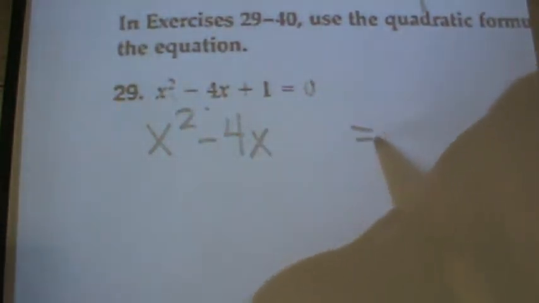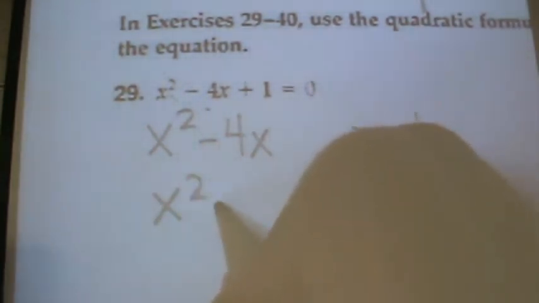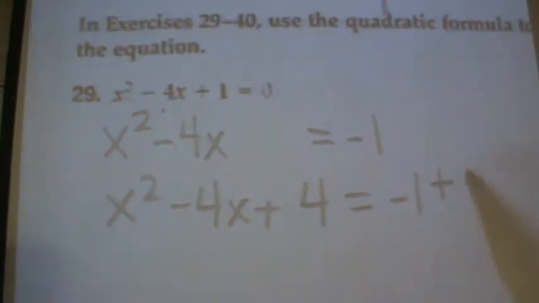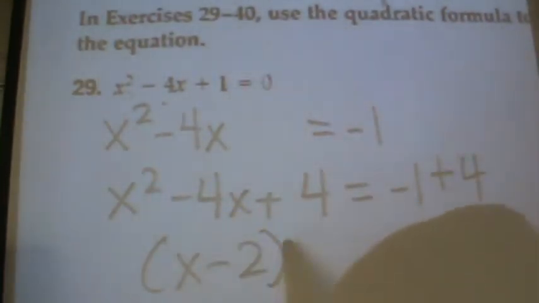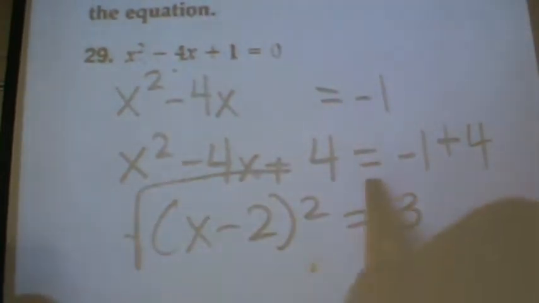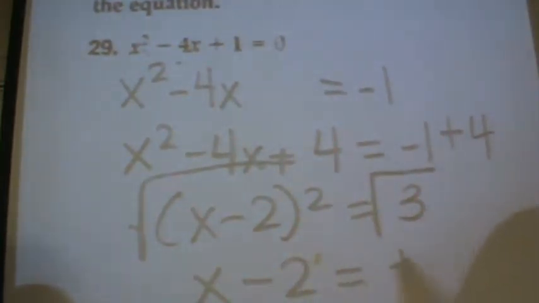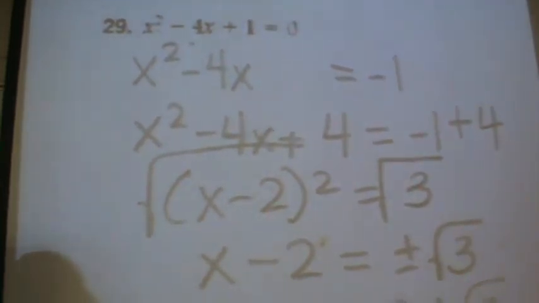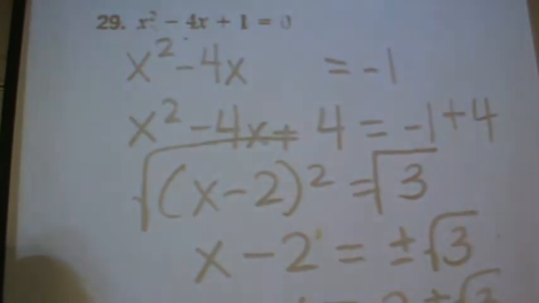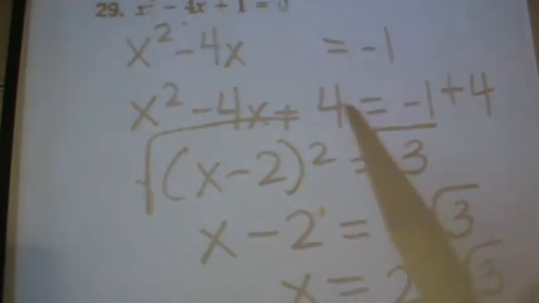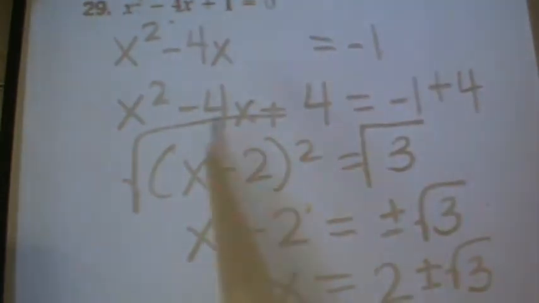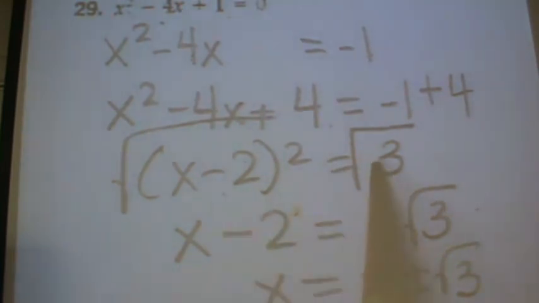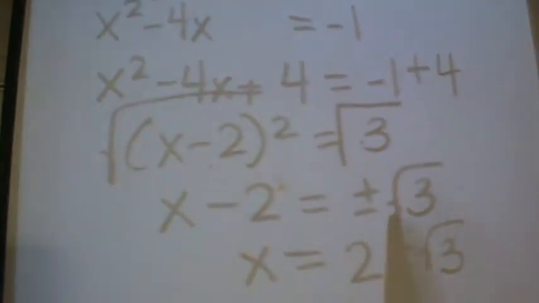I'll complete the square, because I think it's quicker. Half of this squared. There you go. You bring -1 over, it becomes -1. You take half of this and square it, add 4 to both sides. Factor, add, square root, bring over.